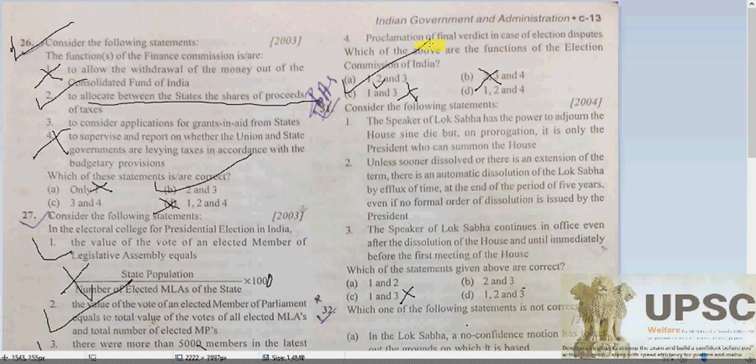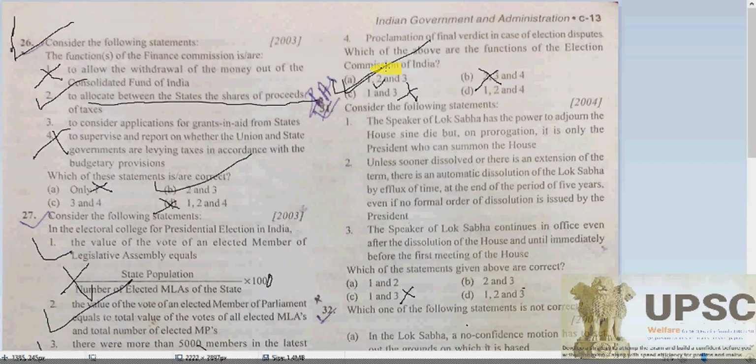Because of the proclamation of the final verdict in the case of an election dispute. See, the proclamation of the final verdict in the case of election dispute, which one of the above is a function of the Election Commission of India? Any dispute in an election is not going to be solved by the Election Commission. Of course, this problem can be solved only by the judiciary, by the Supreme Court or the High Court. So definitely 4 is absolutely wrong here. So we have only one choice, that is A.